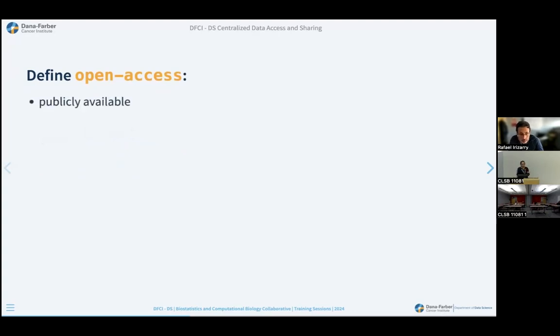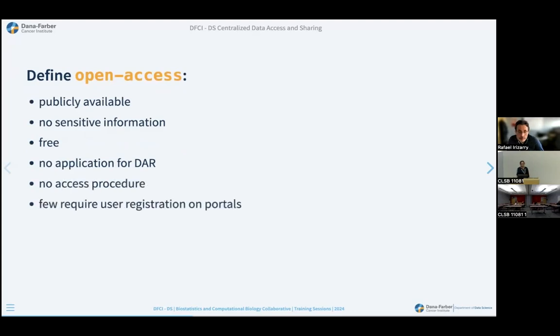Open access, the generic definition, you know, is publicly available. There is no sensitive information to trace back. All the data is de-identified, and it's free to use. There is no formal application you need to file to get access to download or to use the data. There is no access procedure. But a few require some, at least for 10x Genomics, when I try to download certain data sets, every time it asks me to enter my institutional email, a couple of details of my position and the name and things like that. Only then does it allow me to go into the download page.